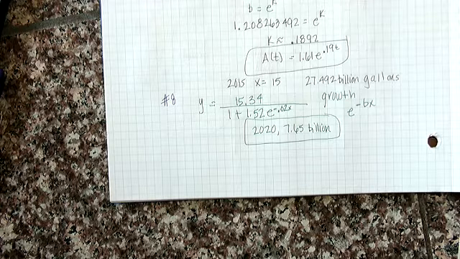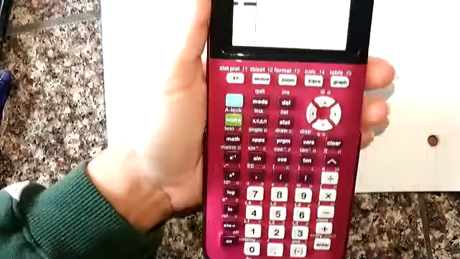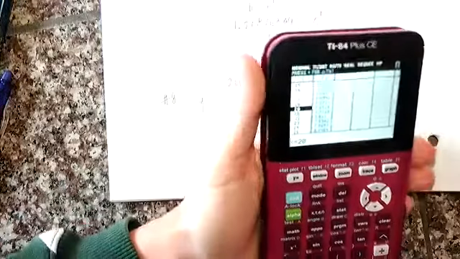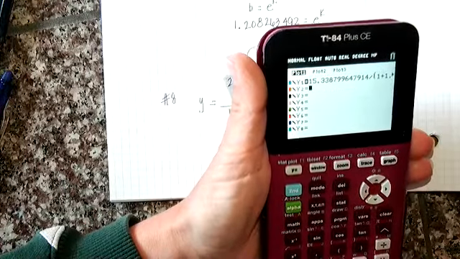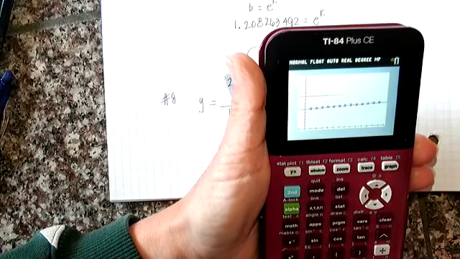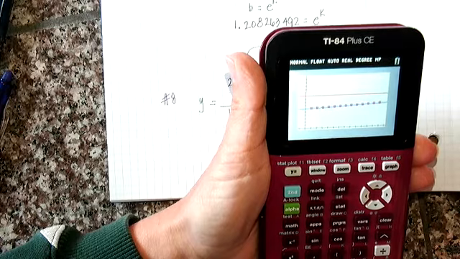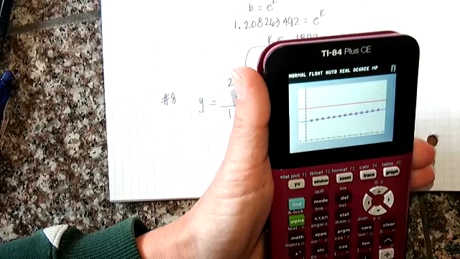Okay, and then it says, when will the population be 10 billion? So this is when your y equals, and type in 10, draw your graph. Oh, it doesn't look like they intersect.